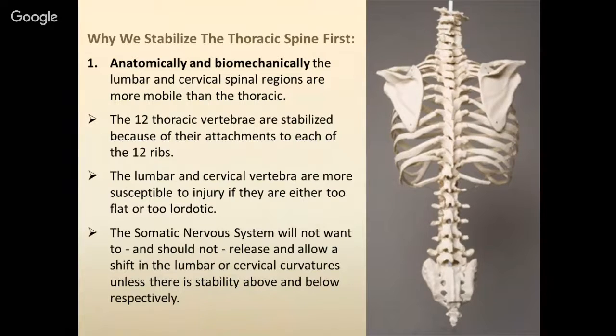excessively lordotic. And because of this more delicate spinal area, the lumbar and the cervical, the somatic nervous system will not want to and should not want to release and allow a shift in the lumbar or cervical curvatures unless there is stability above and below, so above the lumbar and below the cervical, respectively.